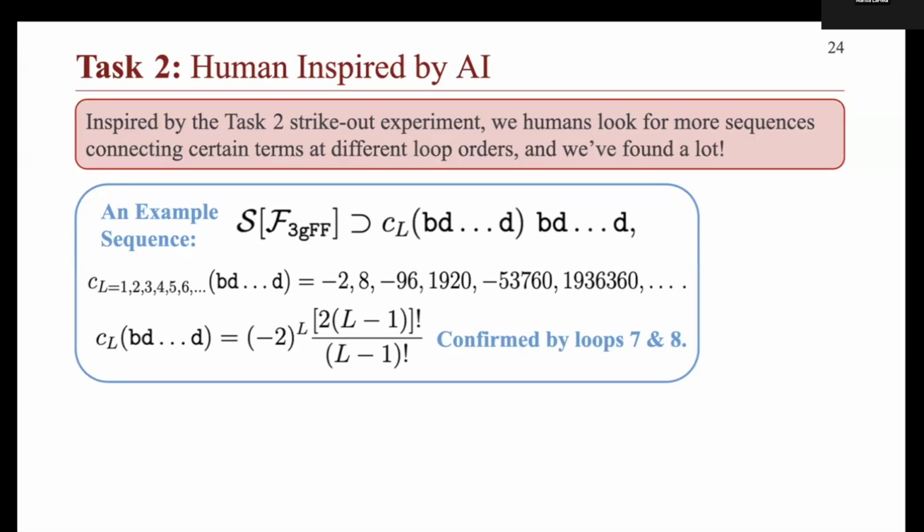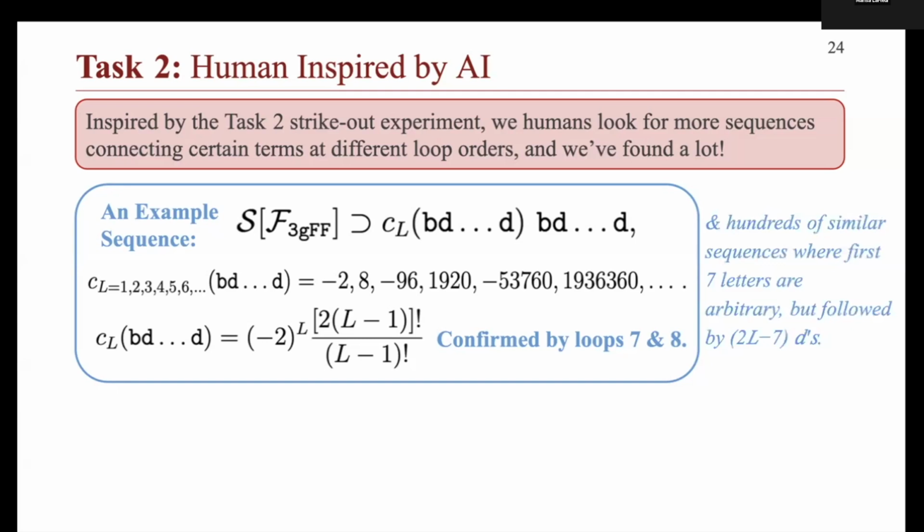These are some results from a soon to be published paper. If you look at a particular type of word, where the word is B followed by a bunch of D, the coefficients for that are actually connected with each other by this particular formula. This is confirmed by loop 7 and 8. And we find many more sequences like this.